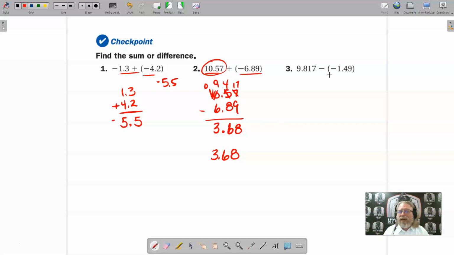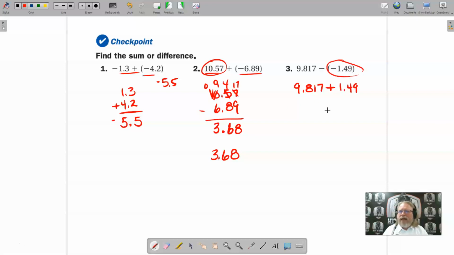This would be a lot easier if we were to go ahead and make it a sum instead of a difference. That is to say, make it addition instead of subtraction. So let's go at 9.817, change the sign, and then take the opposite of the number that follows. So that's going to be a positive 1.49.